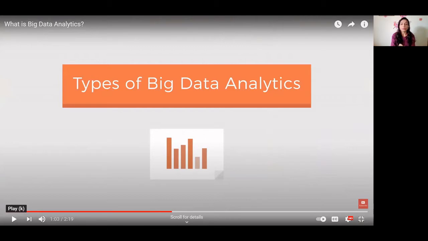So this was about big data. Big data means lots of data is there. The characteristics you also saw: speed will be more, that is velocity, and volume, lots of data will be there. Now we will see how they analyze. These are the types of big data analytics.